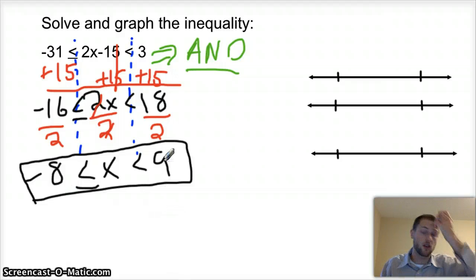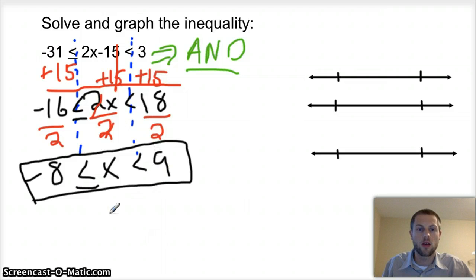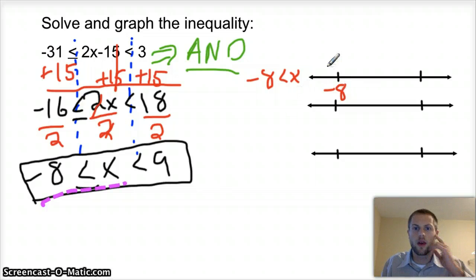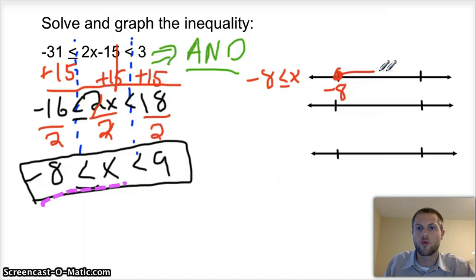So now let me graph this. The way that I like to graph it is to cover up one piece at a time and graph this in sections. I'm going to first start off by graphing this piece right here. On the top one I'll do negative 8 is less than or equal to x. So let's put my negative 8 right here. It's less than or equal to, so I'm going to have a filled in circle, and it's going to go to the right.